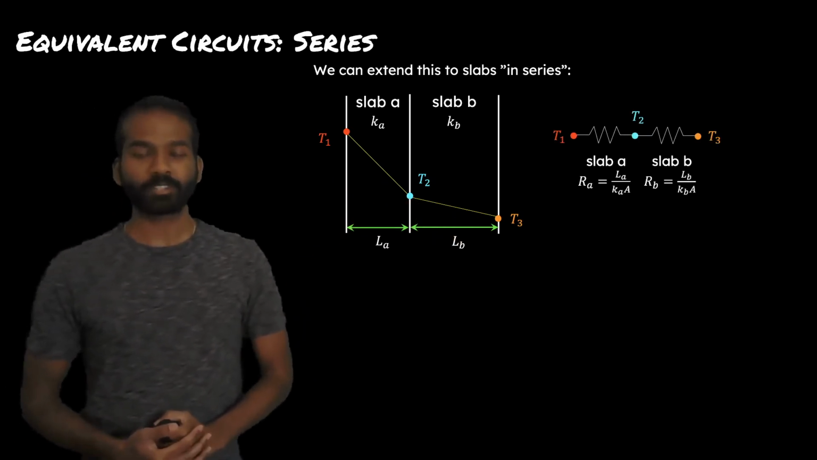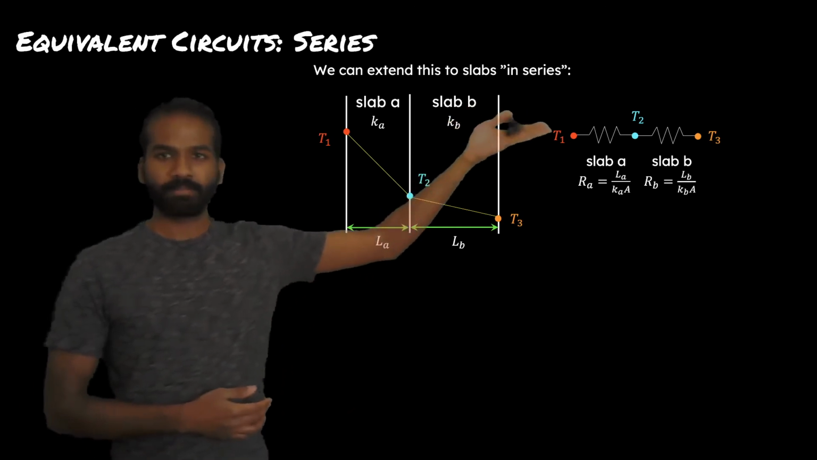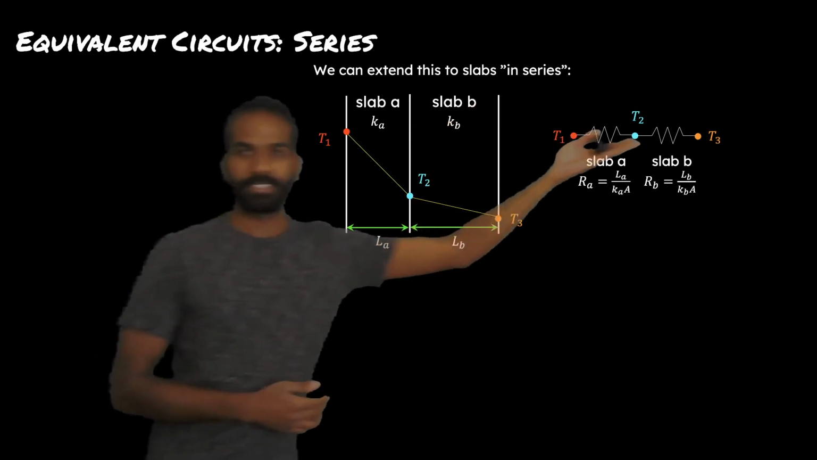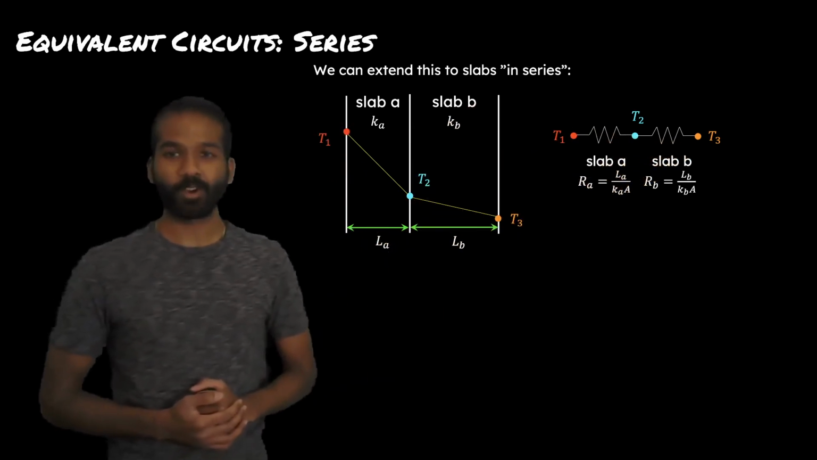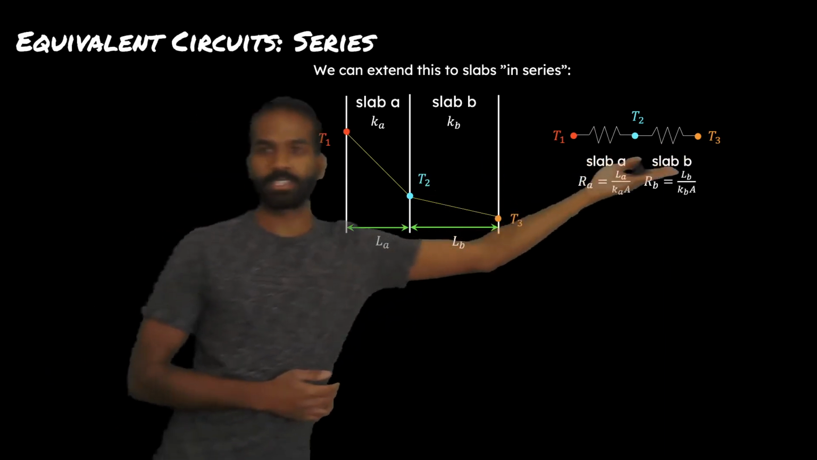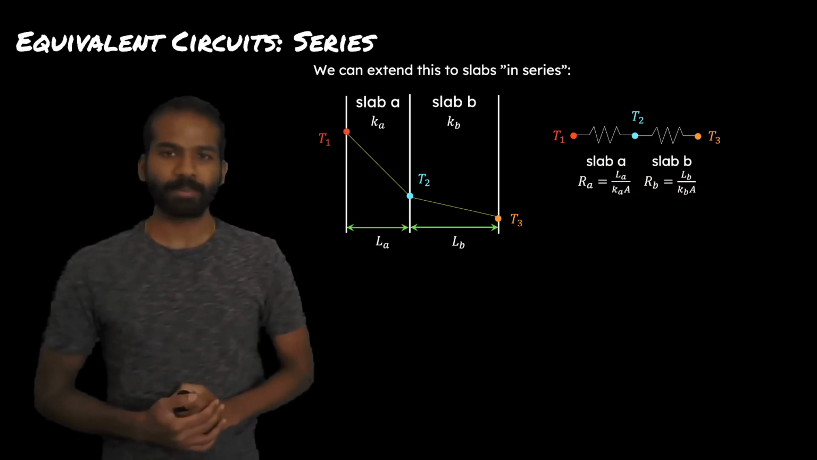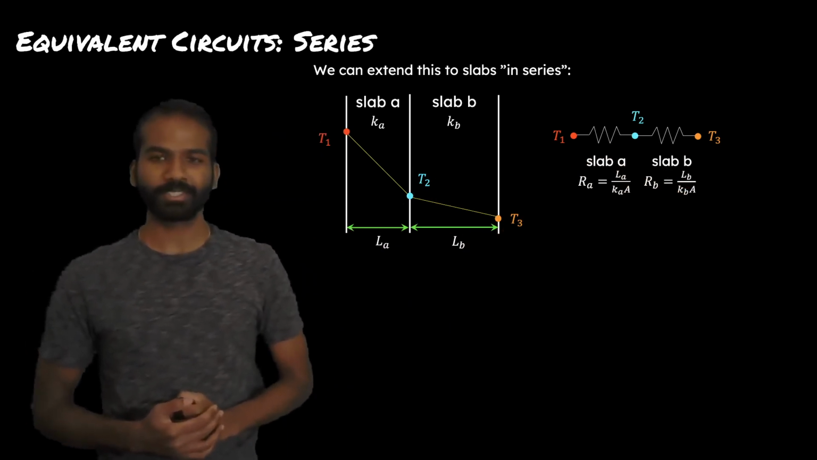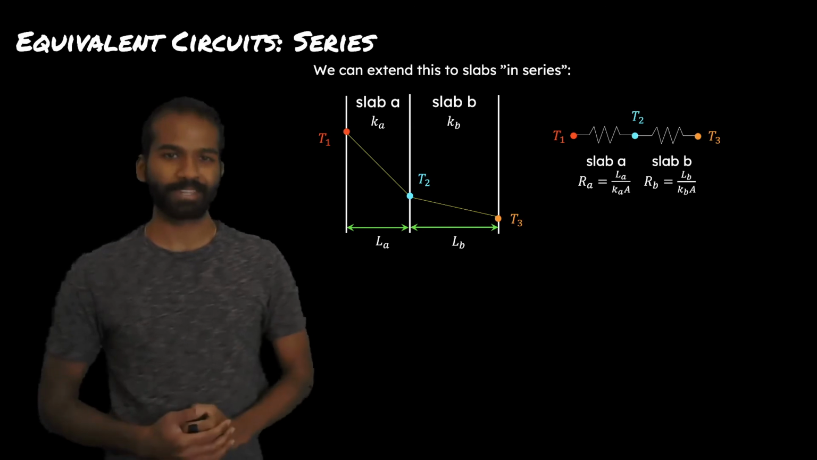We can create an electrical circuits analogy. So we draw out this circuit diagram where we have T1 at one end, T3 on the other, and a temperature T2 in the middle. And there are resistors that connect these, a resistor for slab A and a resistor for slab B. The resistances of these slabs are given by the expression that we just introduced, that R sub A equals L sub A divided by K sub A times A, and a similar expression for slab B as well.